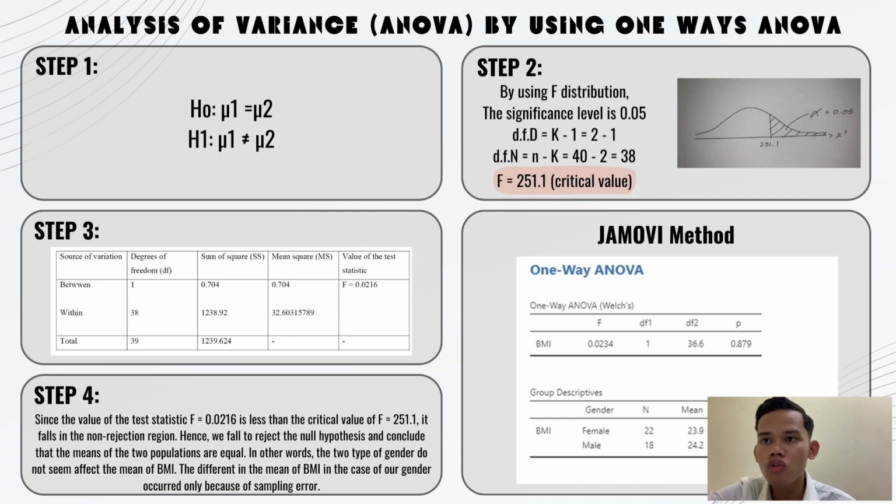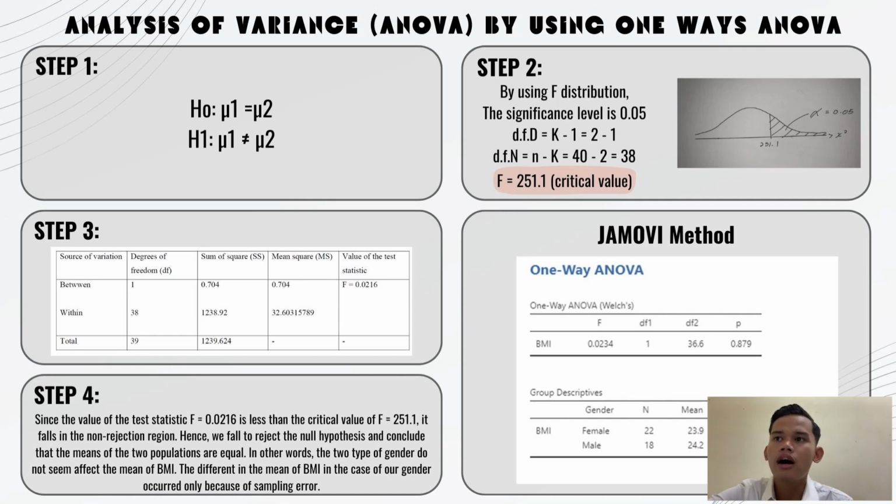So we can conclude that the test statistic F of 0.016 is less than the critical value of 251.1. It falls in the non-rejection region. So hence we do not reject the null hypothesis and conclude the means of the two populations are equal. In other words, the two types of genus do not seem to affect the mean of BMI. The difference in the mean of BMI in our case is only because of sampling error.